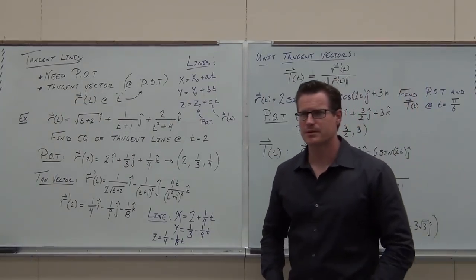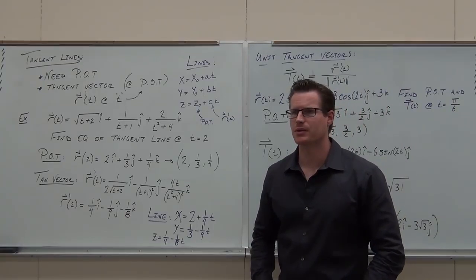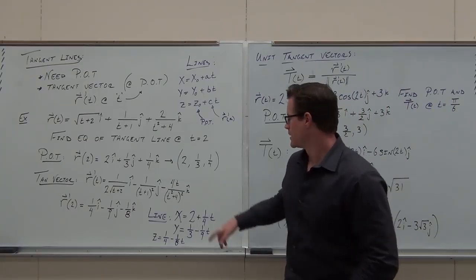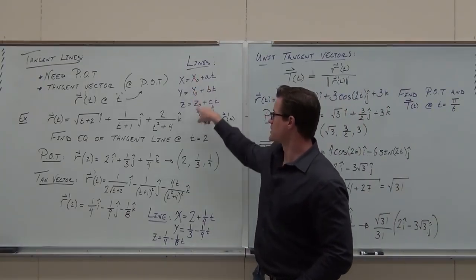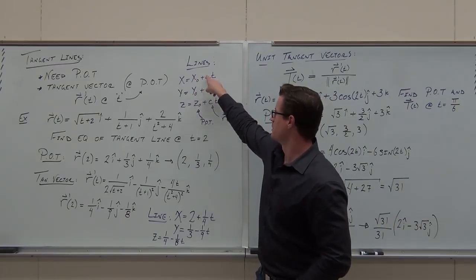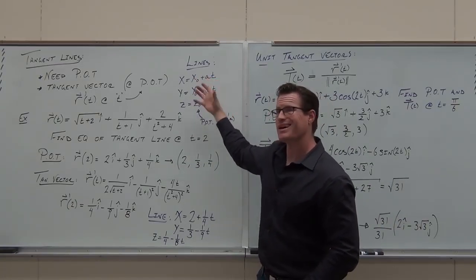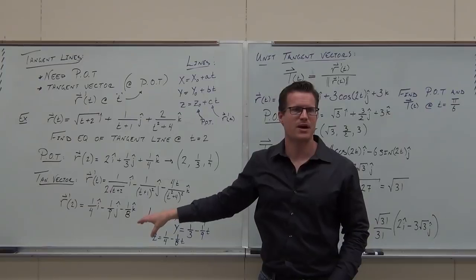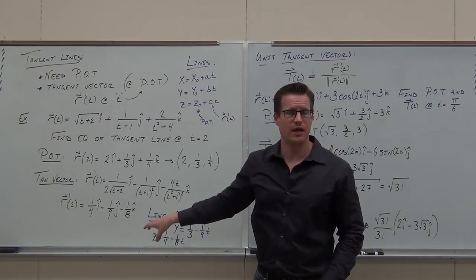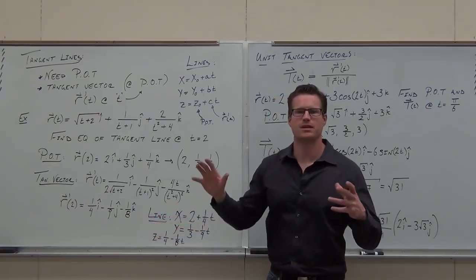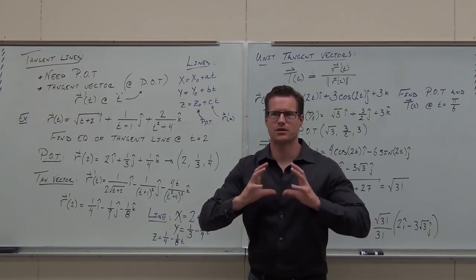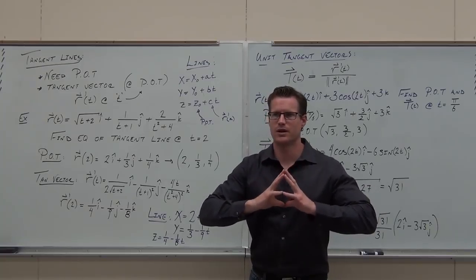Did you remember lines? Yes. Do you remember how to do lines? Lines are, you take your point, x, y, z, you take your direction vector, x, y, z components, and you put them there. This is the parametric equation for a line. Could I ask you for the symmetric equation for the line? Would you know how to do it?